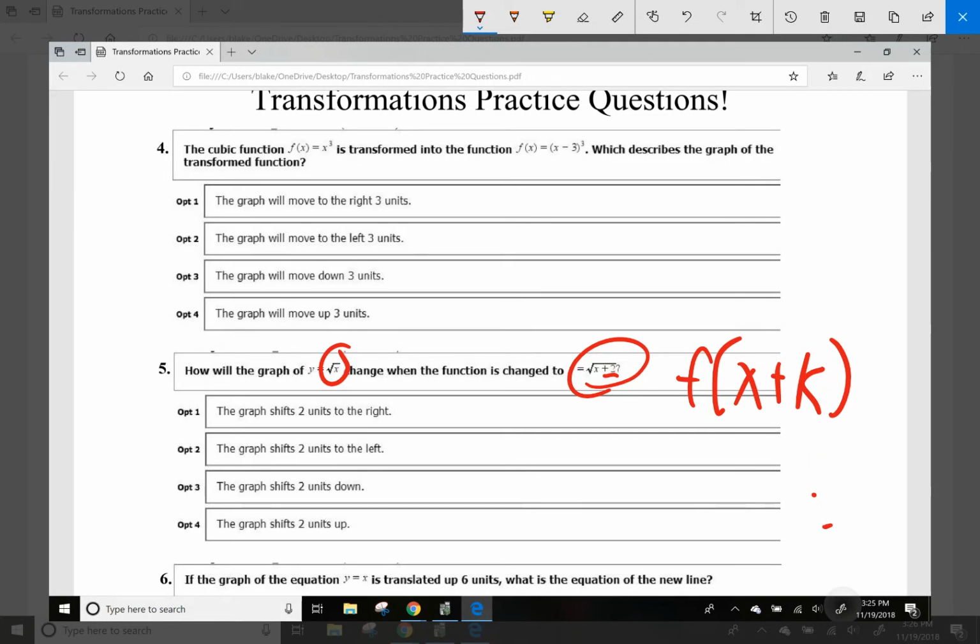If it was written as the square root of x plus 2, with the plus 2 on the outside, that would tell me vertical. But because that 2 is on the inside, it's horizontal. So notice the difference between this and that. It's a big difference where that 2 is located, whether it's inside the radical sign or not. Because it's inside, it means horizontal, and because it's plus, it means left. So I would say left 2 units, which means option 2.